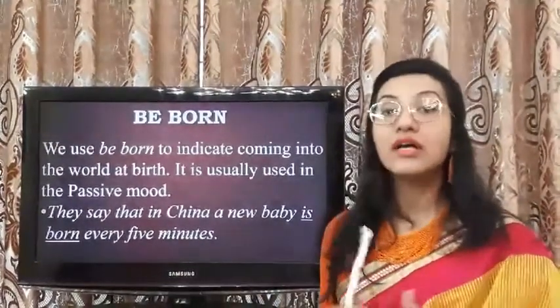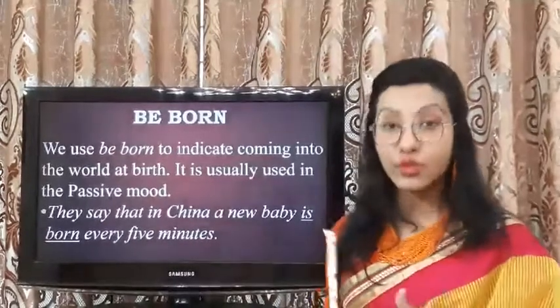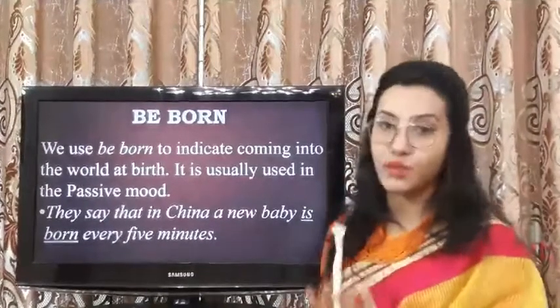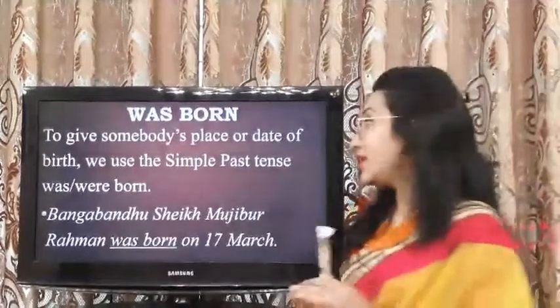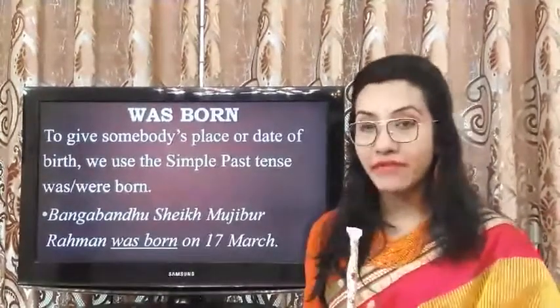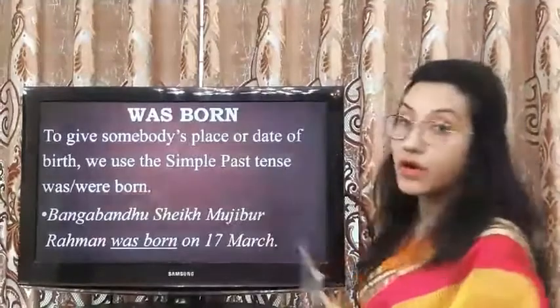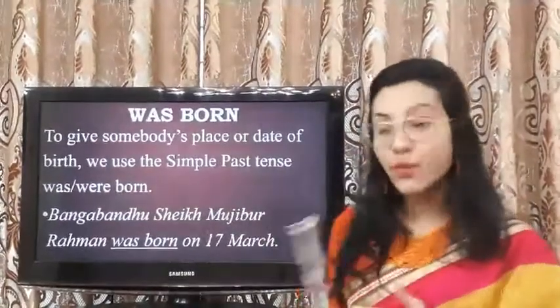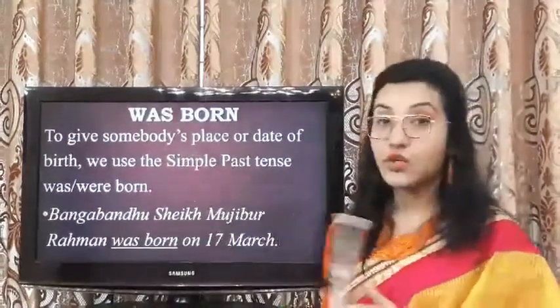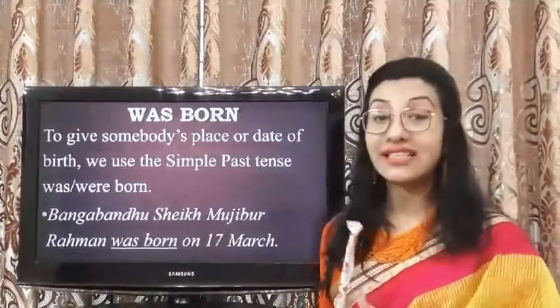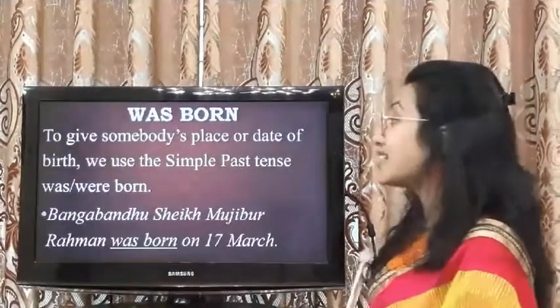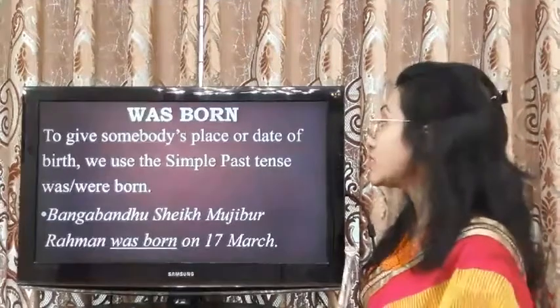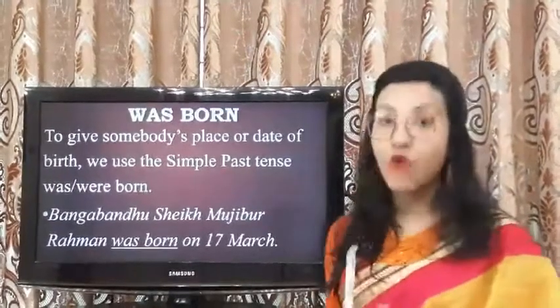যখন আমরা কারো জন্মগ্রহণ করা, কেউ জন্মগ্রহণ করেছে এই অর্থে কোনো কিছু ব্যবহার করব। Generally, the clue that we are going to have in the exam is was born. So যেহেতু be plus born এখানে was আছে, so it's very clear to understand that this is in past tense. To give somebody's place or date of birth, we use the simple past tense was or were born.